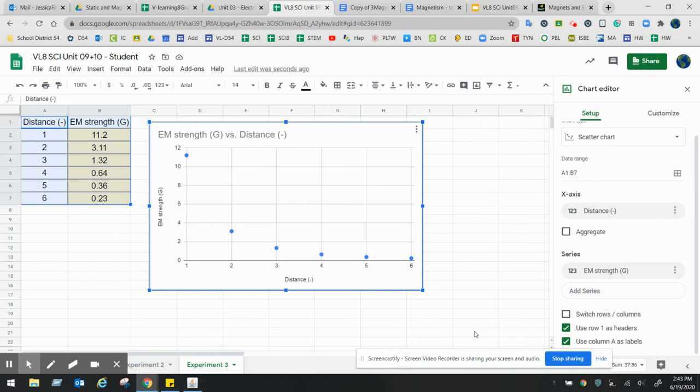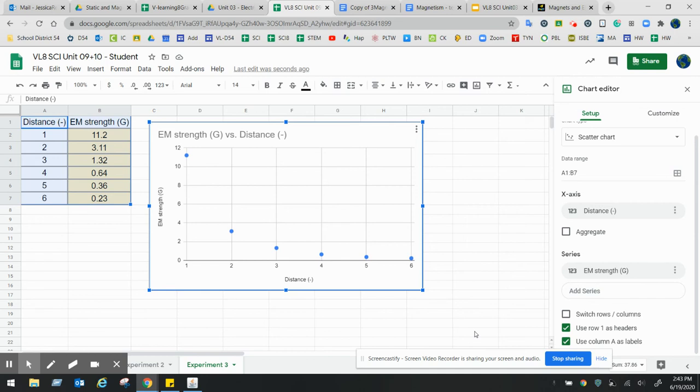And so you could definitely call this a negative relationship, because as the distance increases, the electromagnetic strength decreases. However, it's not a linear relationship. This is an inverse relationship. We have inverse relationships a lot in physics, and you get an inverse relationship when you divide by something. So in this case, you divide by the distance squared. And that's why we get smaller.